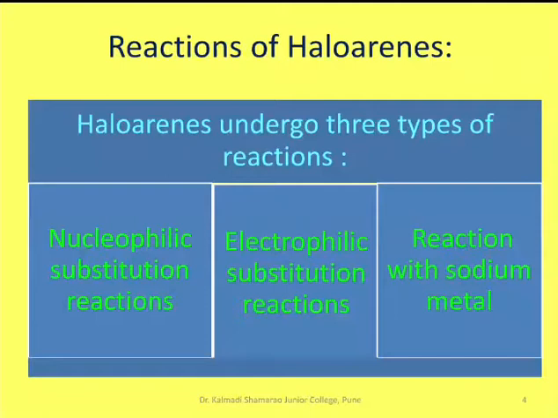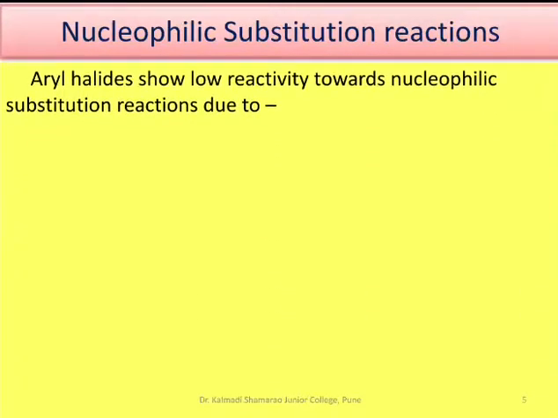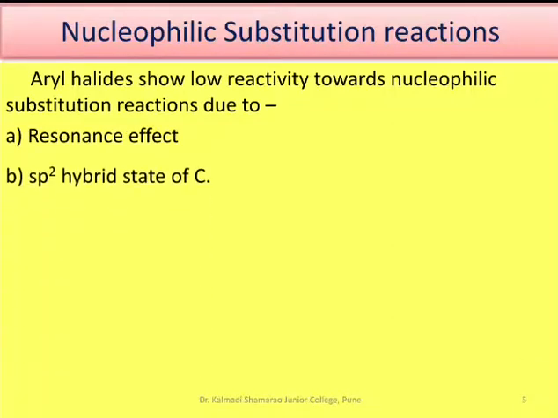Basically, haloarene undergoes three types of reaction: nucleophilic substitution reaction, electrophilic substitution reaction, and reaction with sodium metal. So let us begin with nucleophilic substitution reaction of haloarenes. Aryl halides or haloarenes show less reactivity towards nucleophilic substitution reaction as compared to haloalkane. This is so because of two reasons. First, resonance effect, and second, sp2 hybrid state of carbon.